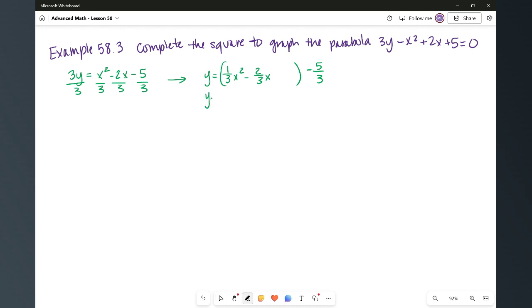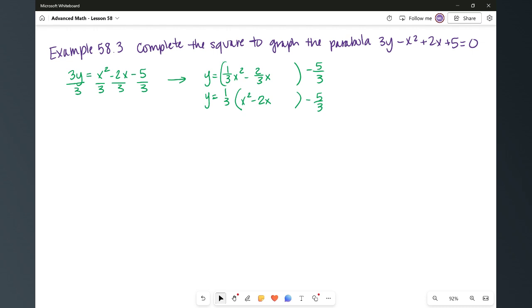So if I rewrite this, I now have 1/3 coming out of the parentheses, and it's going to be x squared minus 2x. I'm leaving my gap, minus 5/3. Notice I didn't take the 1/3 out of the 5/3 because I'm only factoring what's in parentheses.